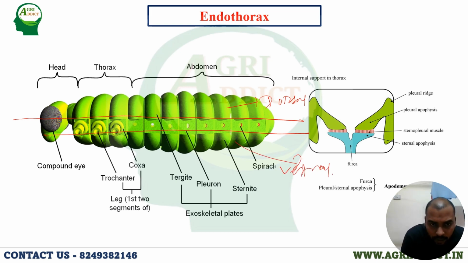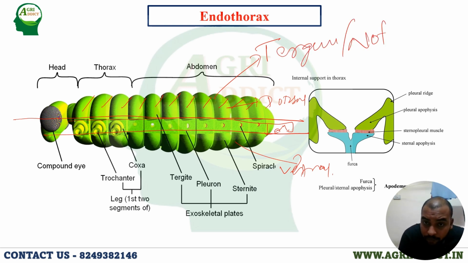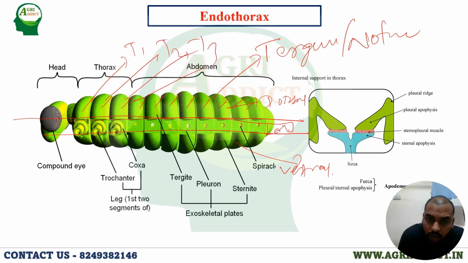Okay, and this is the lateral part. This is the lateral part. That is called lateral part. So all the segments you see are called tergum or notum. So this is tergum 1, tergum 2, tergum 3, tergum 4, like this.